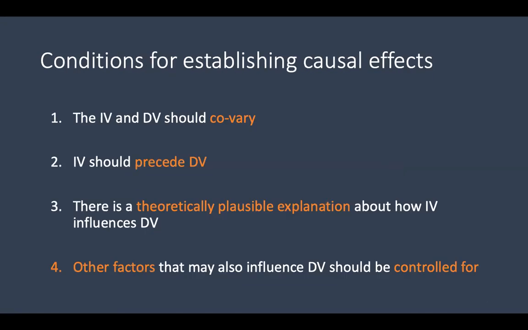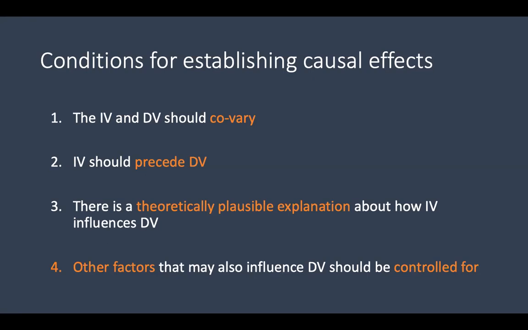And part of the reason is that randomized experiments are the only way of establishing causal effects. So these are the conditions for establishing causal effects. The first is that the independent variable and dependent variable should co-vary, right? So that's fine. If you can establish covariation using statistical methods, as we have shown in our last four lectures. But the second condition can only be met if the independent variable actually precedes the dependent variable. And that's the difficult part, because in a correlational study, if you measure things at the same time, then your independent variable and dependent variable are measured at the same time. So it's only through randomized trials that you can have a manipulation first, and you observe the outcome of that manipulation.